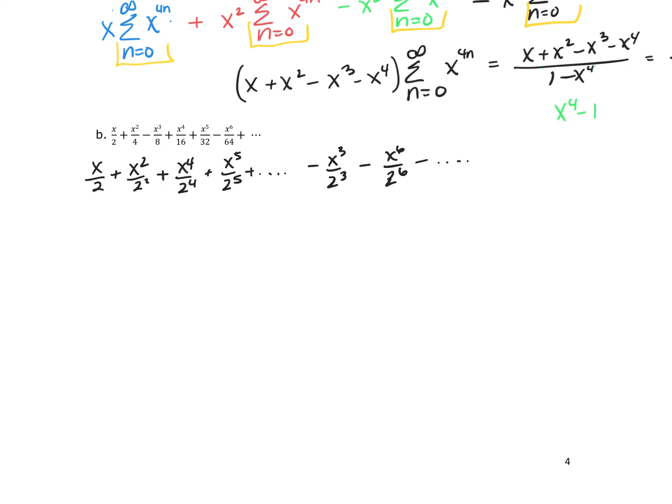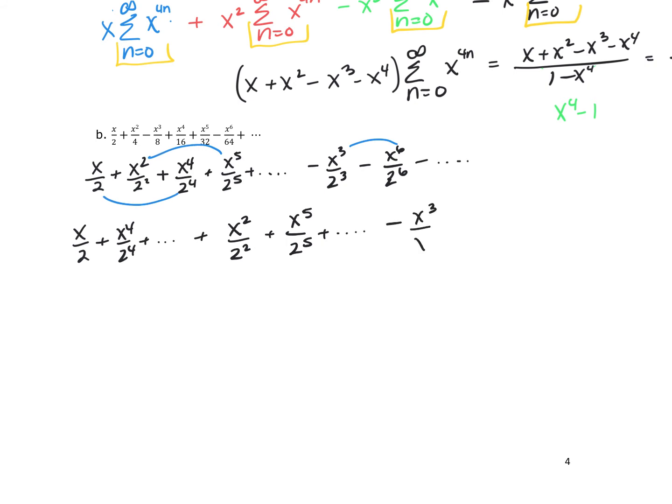Now we can see that these have a difference of 3. So if I'm just looking at from 3 to 6, that's a difference of 3. So I need to make these have a difference of 3. So I'm going to group these two, and I'm going to group these two. So I have x over 2 plus x to the 4th over 2 to the 4th, dot, dot, dot, plus x squared over 2 squared plus x to the 5th over 2 to the 5th plus dot, dot, dot, minus x to the 3rd over 2 to the 3rd, minus x to the 6th over 2 to the 6th.